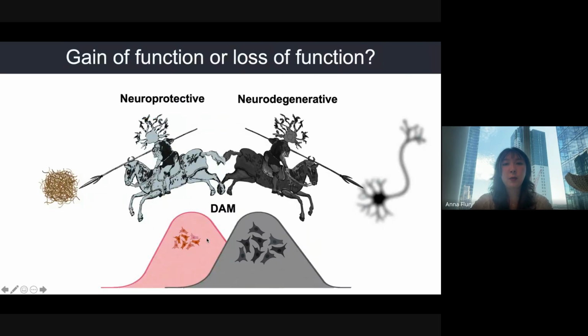And so what we thought about here was that two things could be going on. There could be a loss of function, where we get these worsened pathologies because we are losing a protective microglia phenotype. Conversely, it could be a gain of function, where we are worsening these pathologies because we are gaining a new phenotype that is neurodegenerative, or it could be a combination of both. But we're focused now on a possible gain of function, because this is something that we could target.